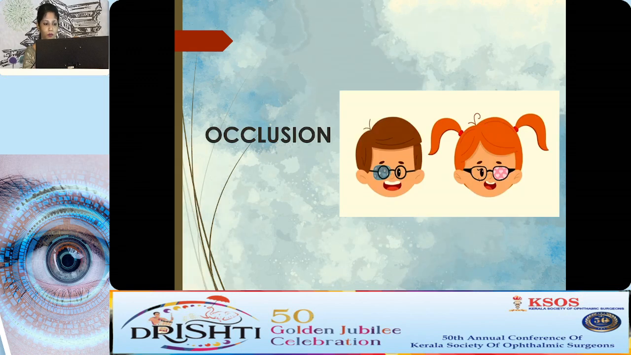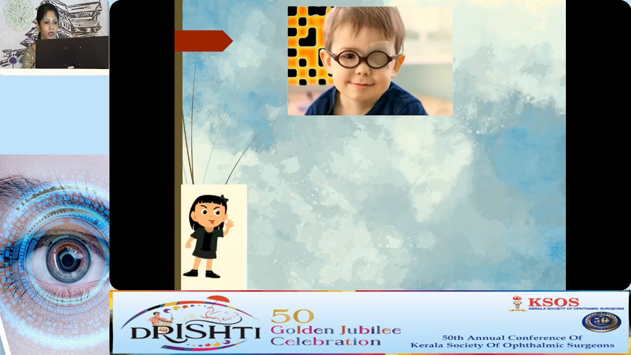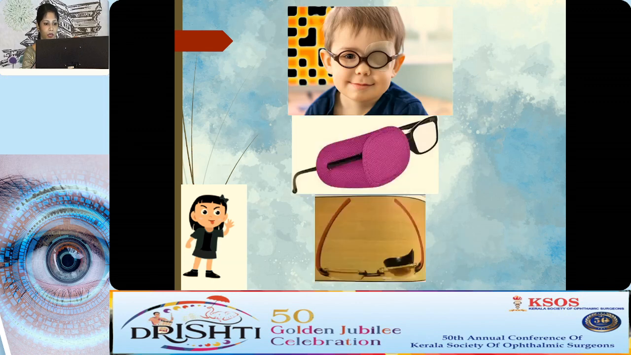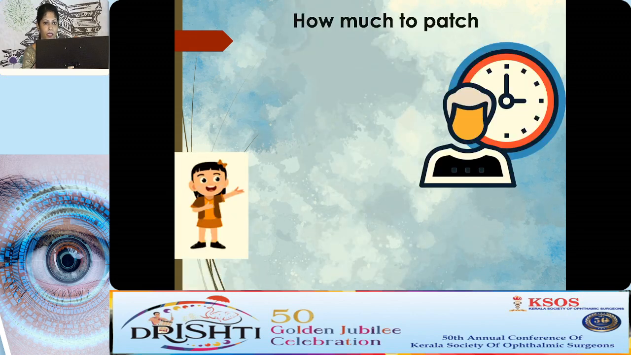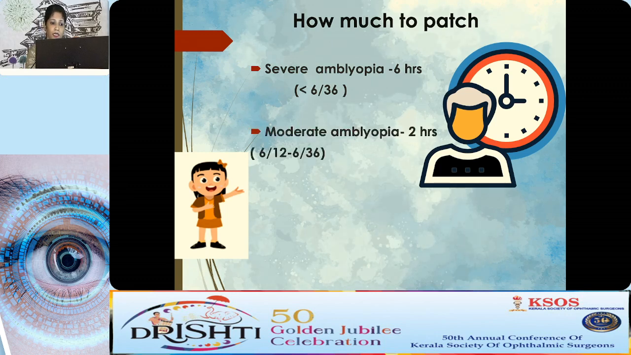Now, about the next mode of treatment, that is occlusion therapy. Here, we prefer self-adhesive patches over the cloth patches, because young children tend to peek over the patch. And the next question which comes to our mind is how much to patch. In studies, for severe amblyopia, 6 hours patching has shown similar results as full-time patching. And in case of moderate amblyopia, 2 hours patching has similar results as 6 hours patching. If after 2 hours of patching there is no improvement in the visual acuity, increase the time.